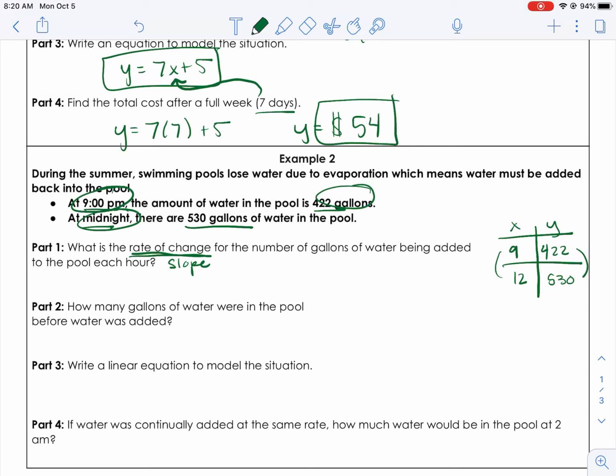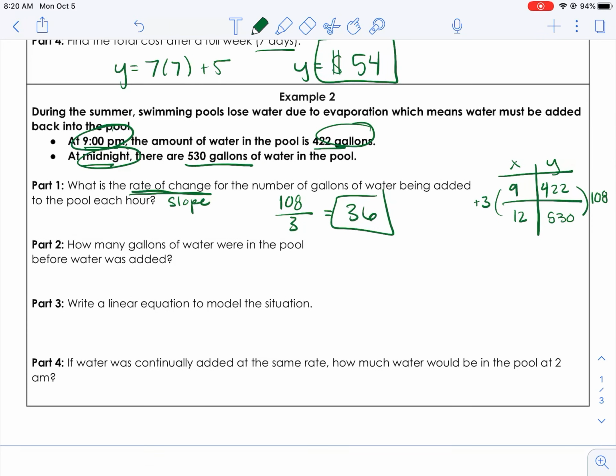So we're going to do 530 minus 422, which gives us plus 108. And 12 minus 9 gives us plus 3. So our slope is going to be change in y over change in x, which gives us 36. So our slope is 36. Then it says how many gallons of water were in the pool before water was added. So that's like our starting value or our initial amount of gallons.